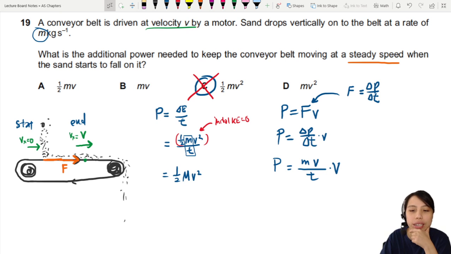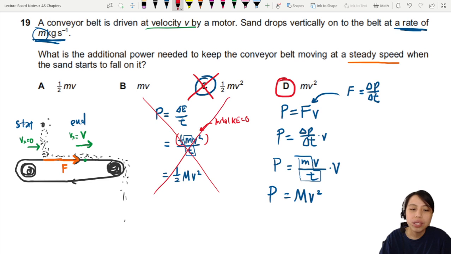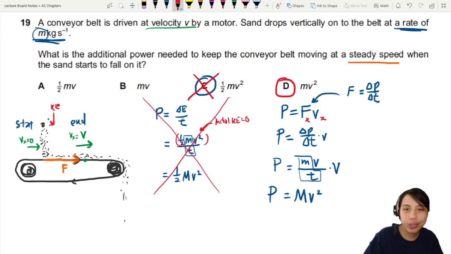Then we recognize that m over t is the rate of the mass dropping. So let's replace that with the big M or slanted M. And we have V squared. So that would be the power here. So actually the correct answer is D, not C. You're going to circle that. So remember this assumption, we don't know for sure because there's also some vertical kinetic energy which we don't have information about. So we stick to the force, resolve everything horizontally, and we know for sure we can use this. Okay, hope that's helpful. So that's all for this video. I'll see you in the next one.